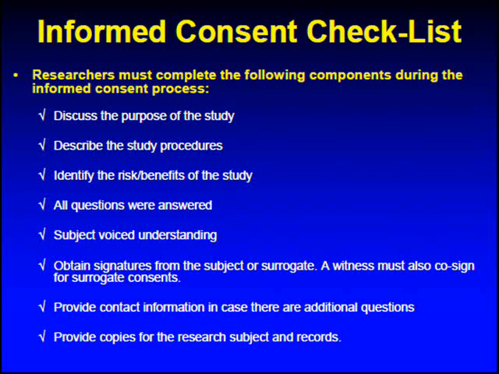This next slide shows the informed consent checklist. These are the things that one must go through before we can say, yes, we've adequately consented this patient. Number one, we must discuss the purpose of the study with the patient very clearly and concisely. We need to describe the study procedures, identify the risks and benefits of the study, ensure that all questions are answered, the subject themselves or even the surrogate has voiced understanding, and we've obtained signatures from the subject or surrogate, and for a surrogate, a witness must also co-sign as well.